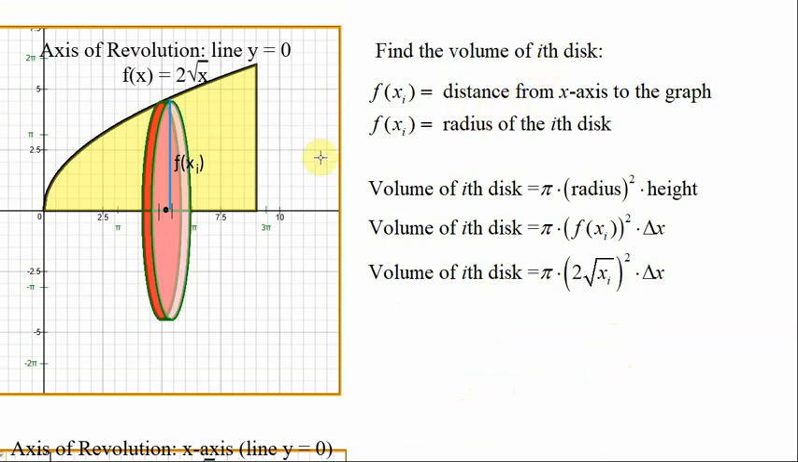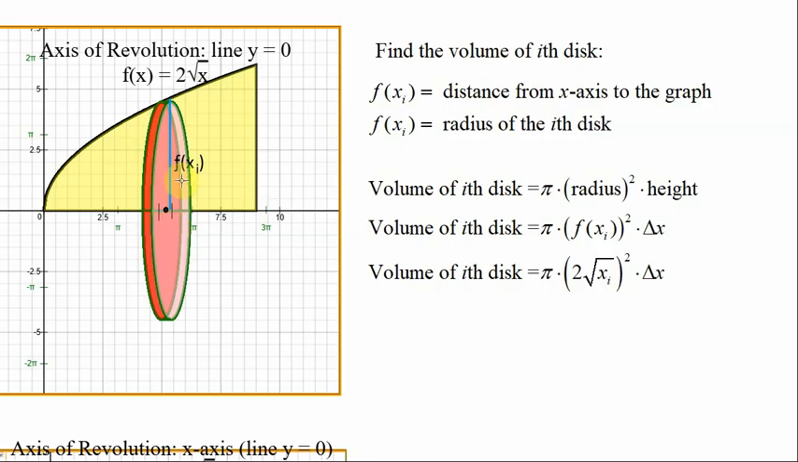For the ith disc, the value right here is x sub i minus 1, and the value right here would be x sub i. Then f of x sub i would be the distance from the x-axis up to the graph at x equal to x sub i.